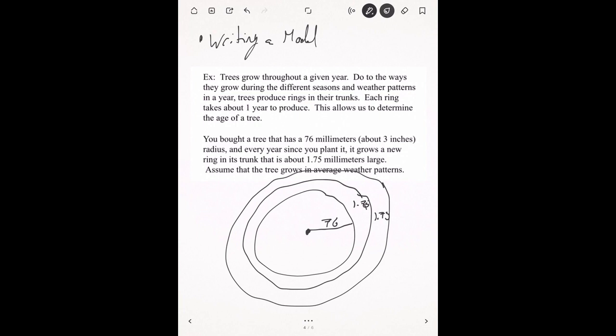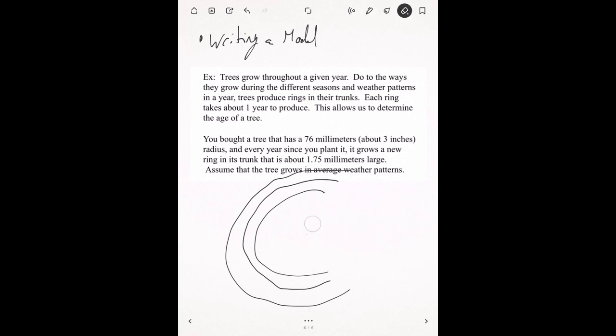What I want you to do for this particular problem is to first write an equation to figure out what the total radius is of the tree. So y is going to be my total radius for x years. So let's write an equation for x number of years to tell us what y, the total radius, is going to be. Pause the video, take a couple minutes to work on this, and then we'll come back and explore.